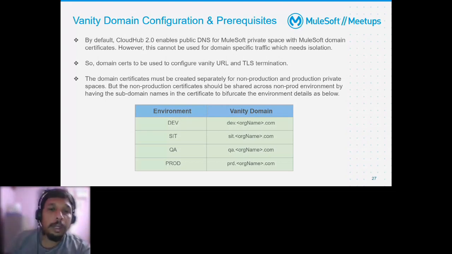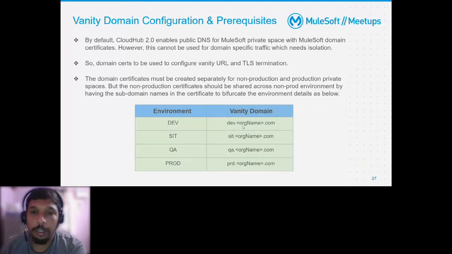So for example, let's say the vanity domain would be like mysore.com. But when you are going to create it for non-production and production, the ideal practice is we are having one private space for non-production and one private space for production. The ideal practice is they will be generating the domain certificates, which would be CA signed. In case of non-production, you have to do the environment bifurcation.